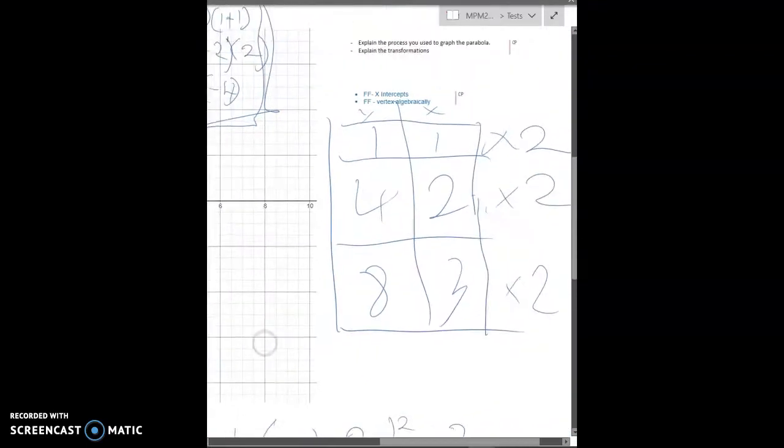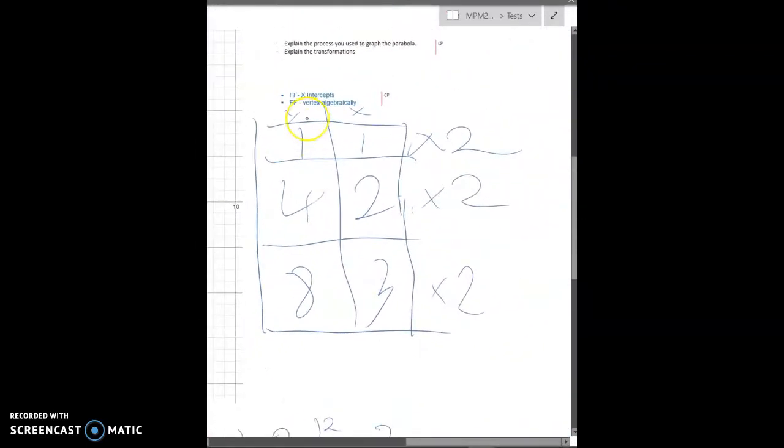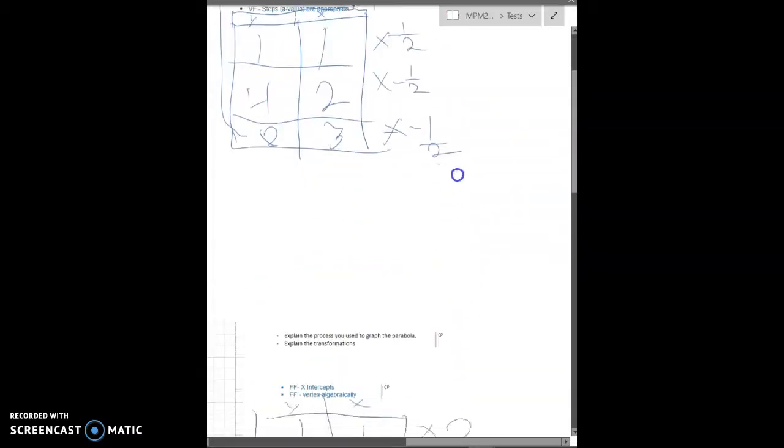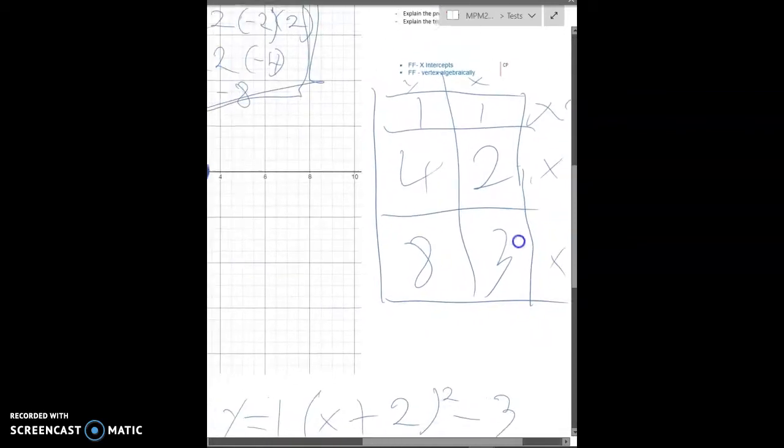To solve the rest of the parabola, I used this chart again, but this time instead of doing it multiplied by -half, I did it by 2.